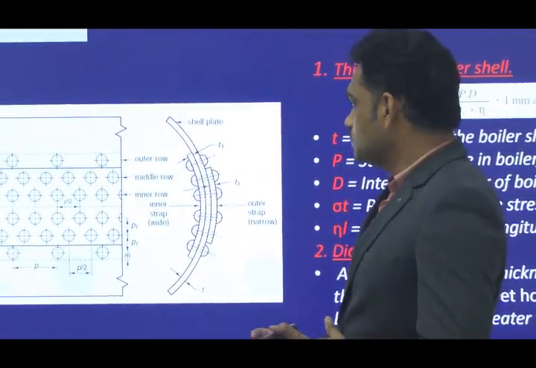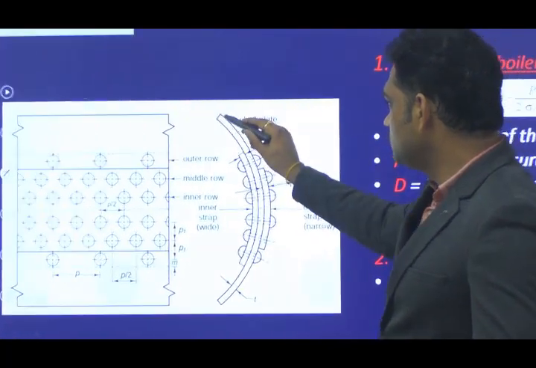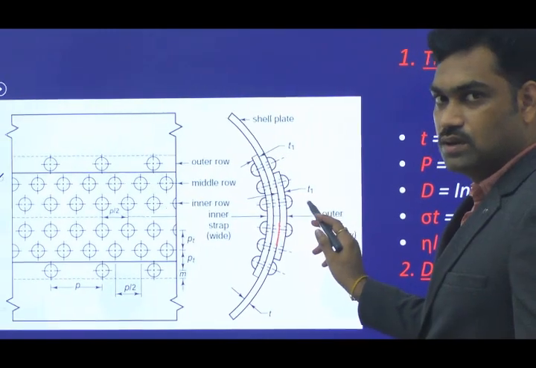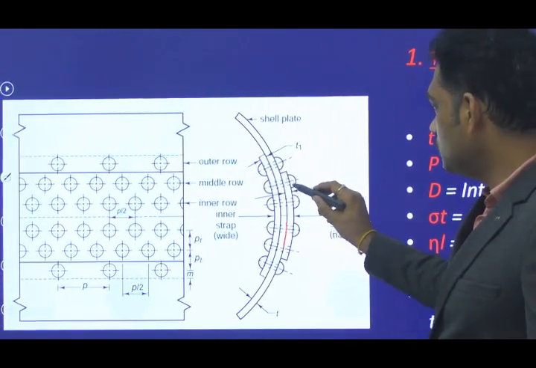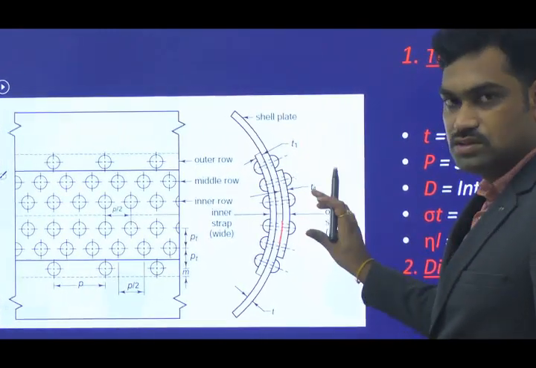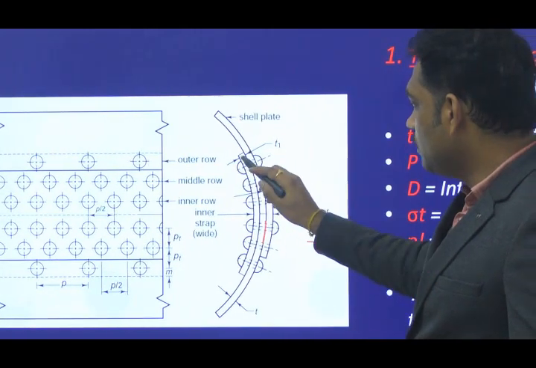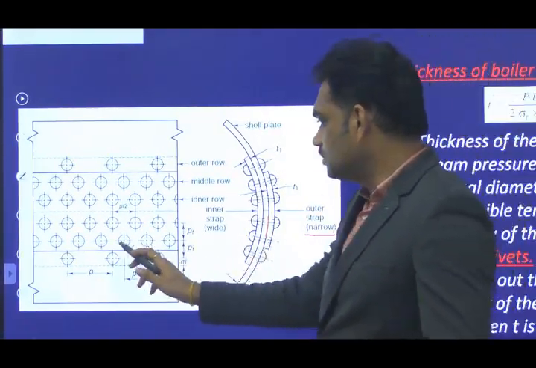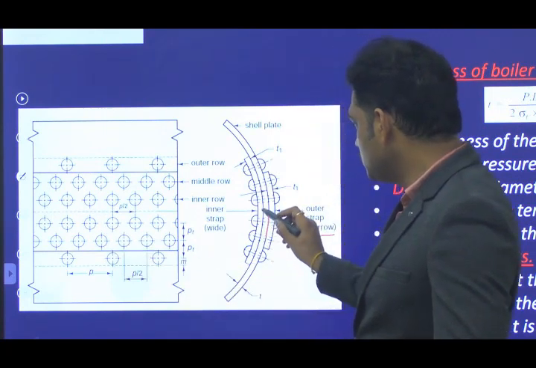Coming to the designs, the first one is the longitudinal butt joint. You can observe this is the longitudinal butt type of joint, which is a triple riveted joint. This is the shell plate, and we use two straps. Here the outer strap is narrow compared to the inner strap, and it is a triple riveted joint.